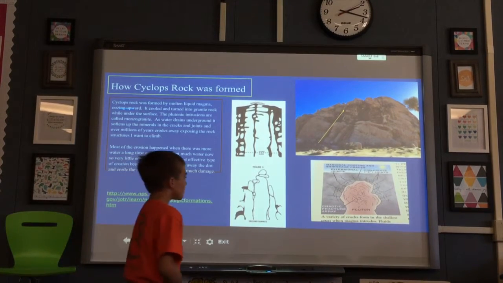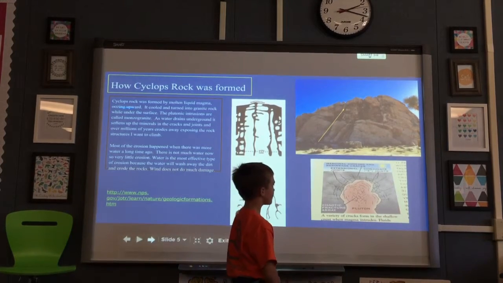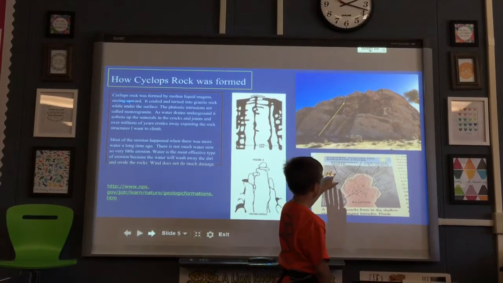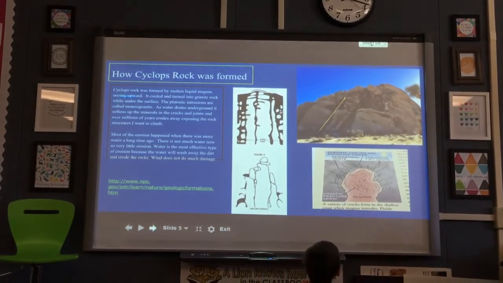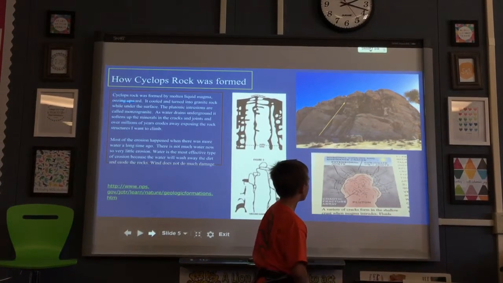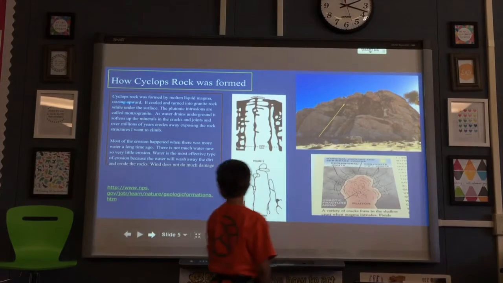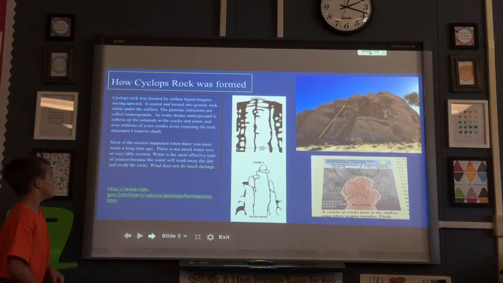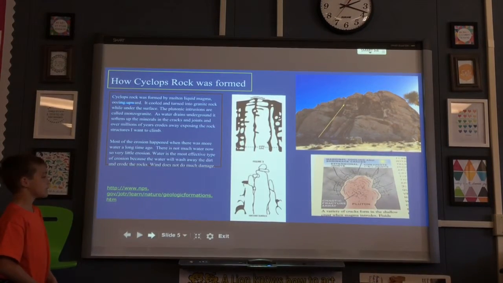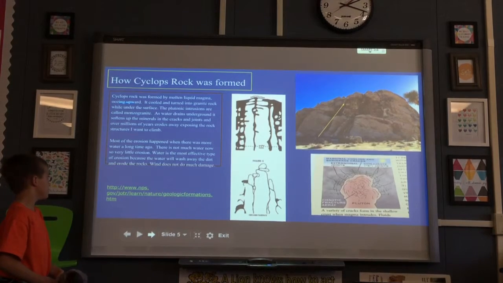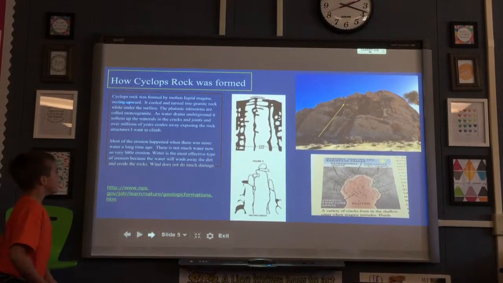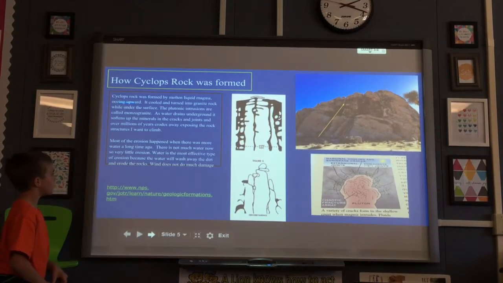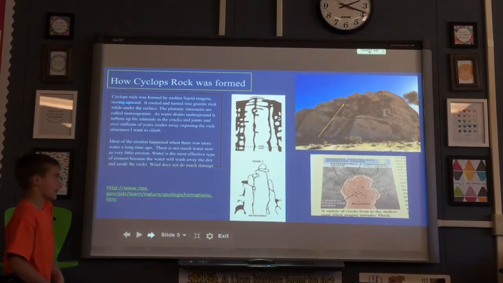So, over here is a pluton, so this is the rock underground when it's just magma, and the gray stuff is sand, so I don't know if you see it, and yeah, it's pushing up, and right now it's cooling. Most of the erosion happened when there was more water a long time ago. There is not much water now because we're in a drought. Most of you know. Well, all of you do. There's not much water now, so very little erosion is happening.